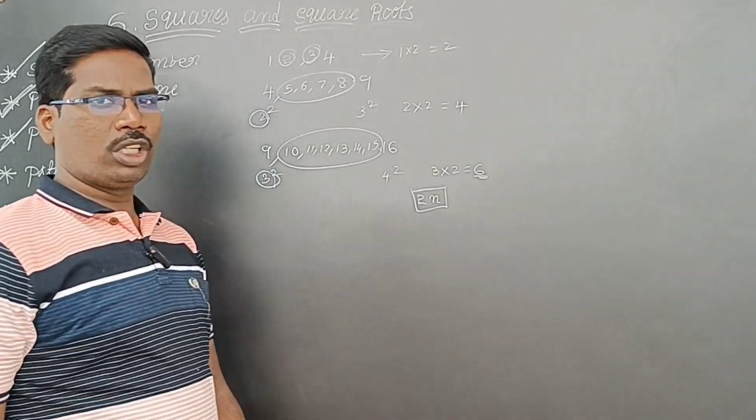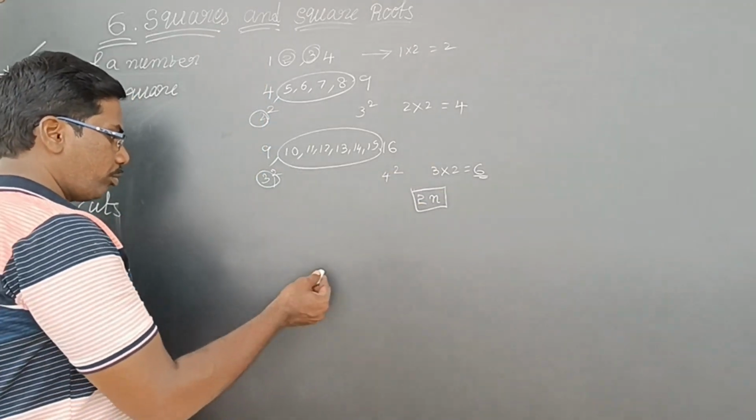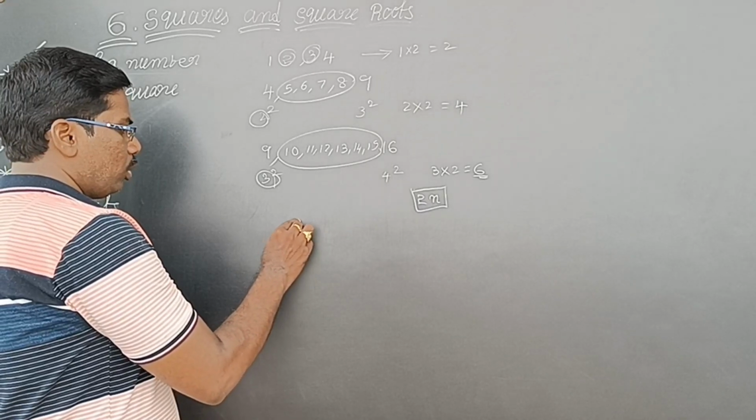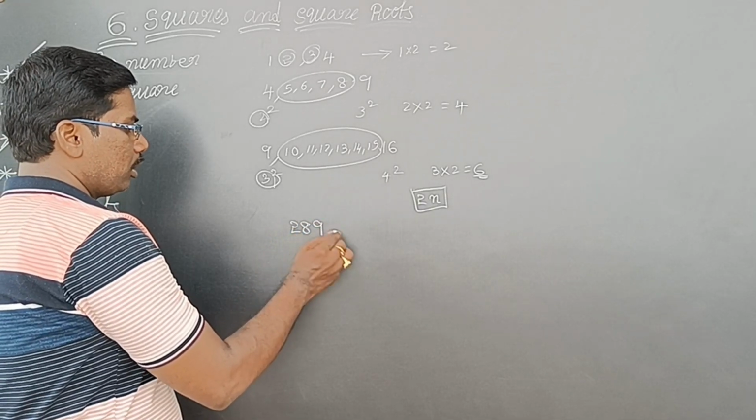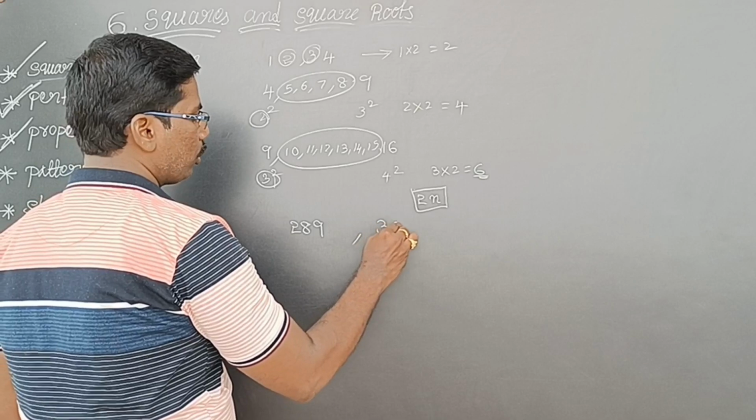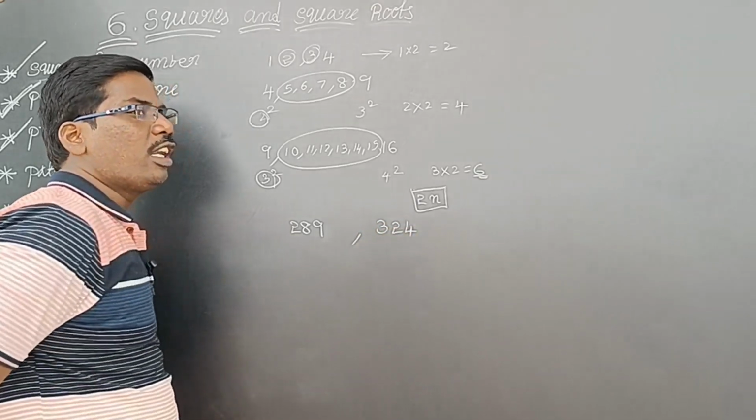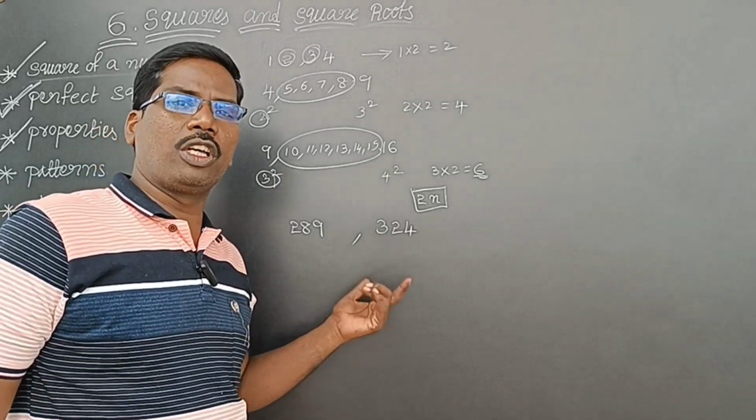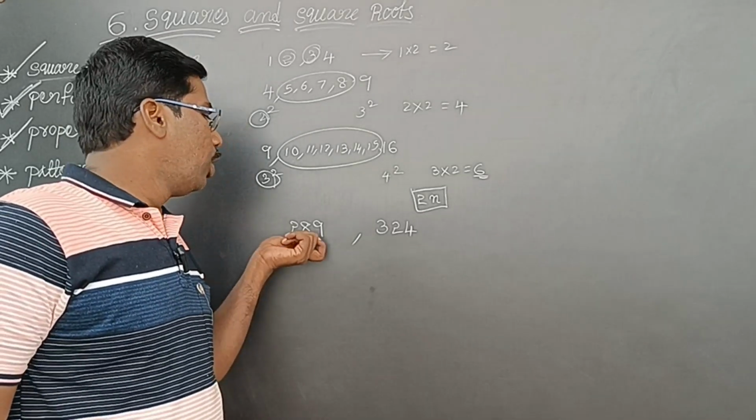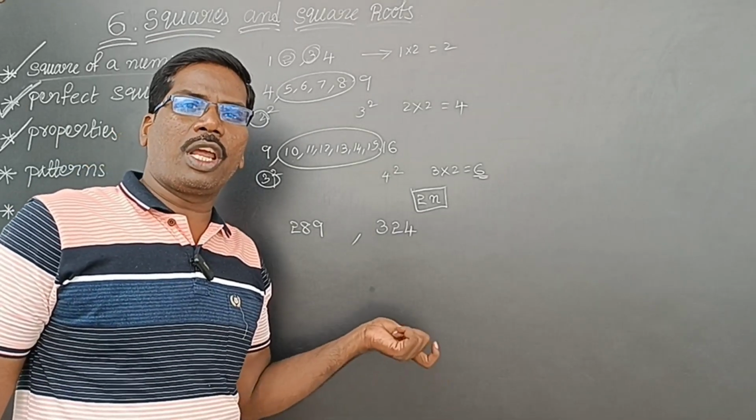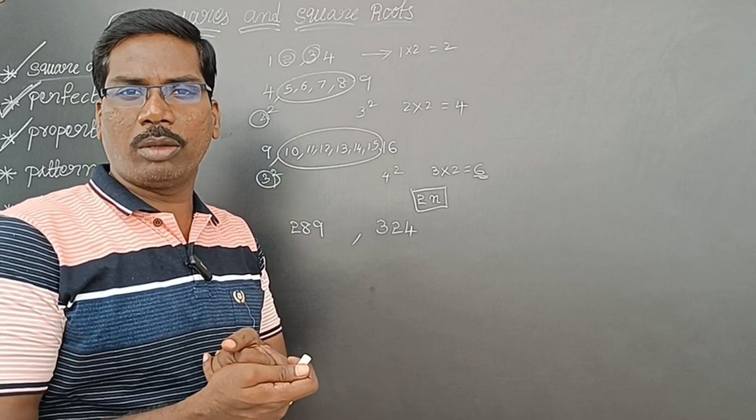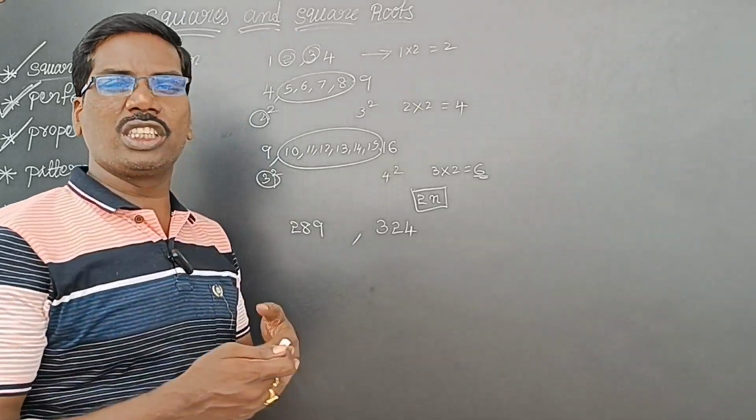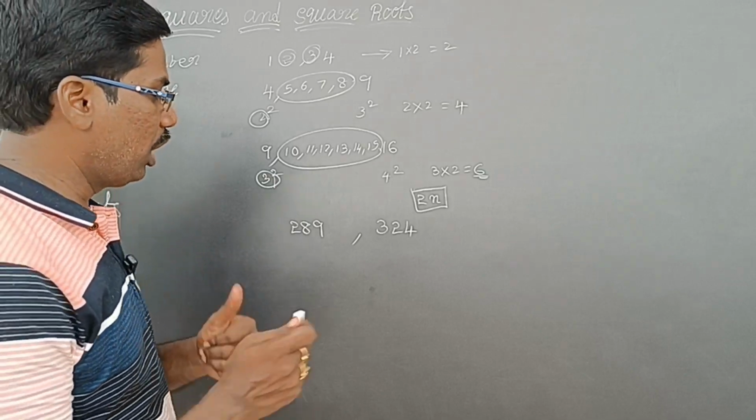They will ask you like this. See here. 289 and 324. How many natural numbers are there between 289 and 324? So they will ask you like this. If you write 290, 291, 292 like that, it will take more time. These are small numbers, so you can do it easily.